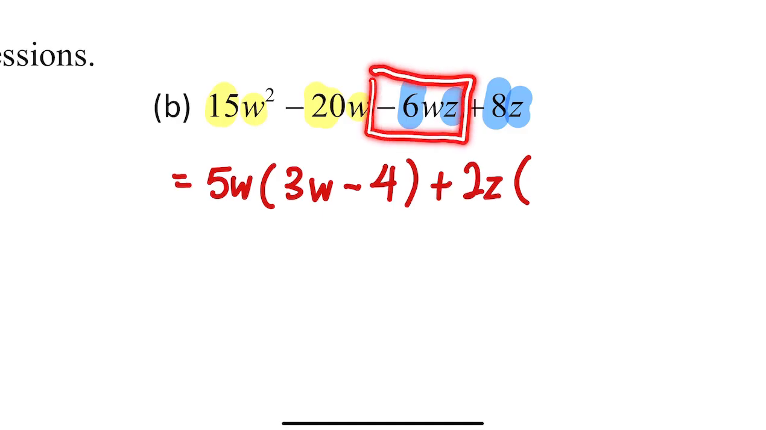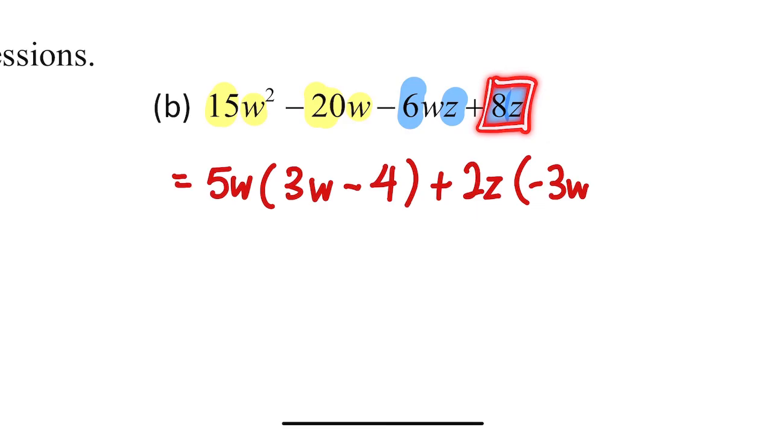6WX over here. I take out positive 2Z. Z will disappear, 6 will turn into 3. I'm left with minus 3W. So negative 3W. Then over here, positive 8Z divided by 2Z, I'm left with plus 4.